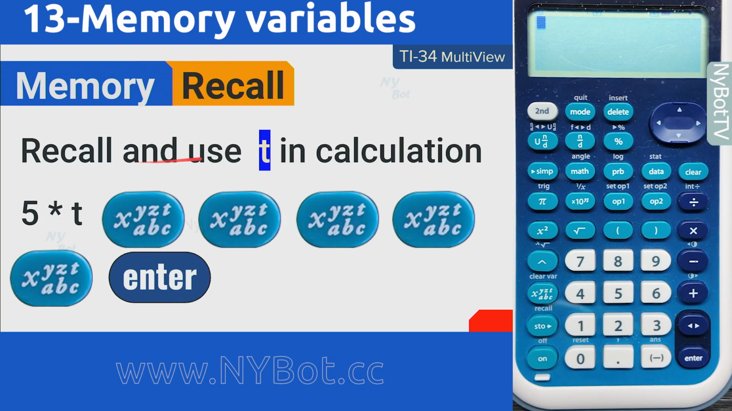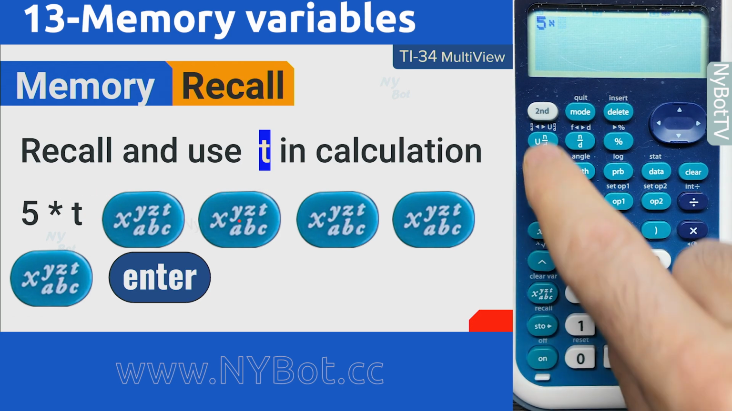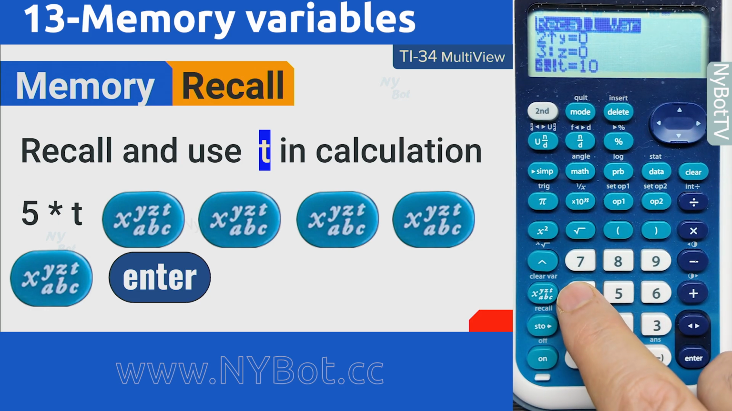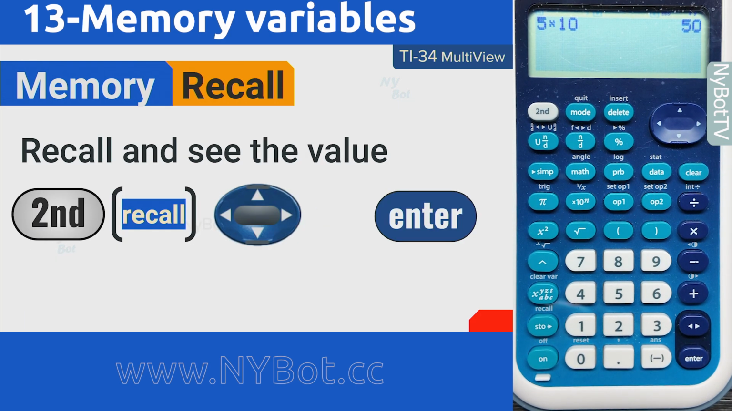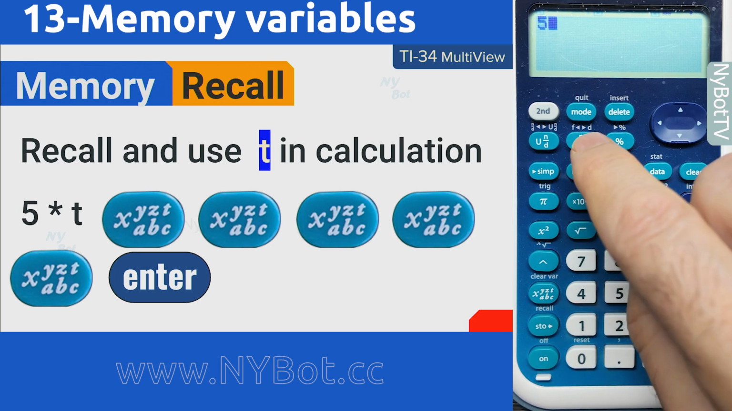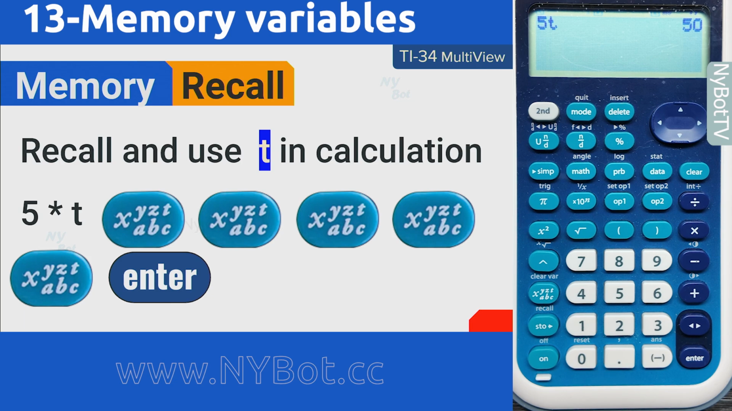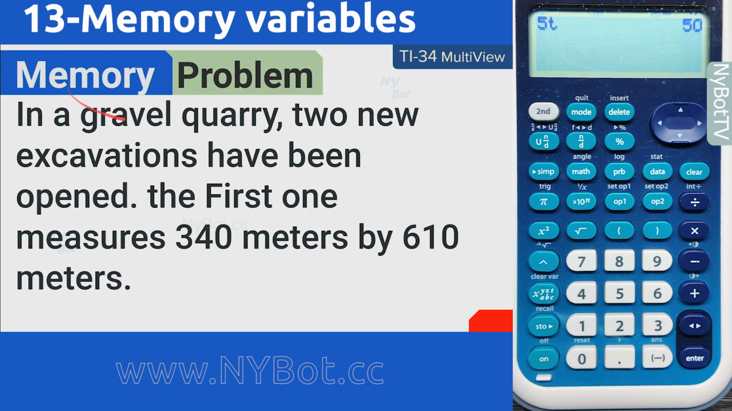Now recall and use T in your calculation, 5 times T, and we can use second function recall and T. Or you can use this way, 5 and then A, B, C, D until T, 5T, evaluate it. Very simple.